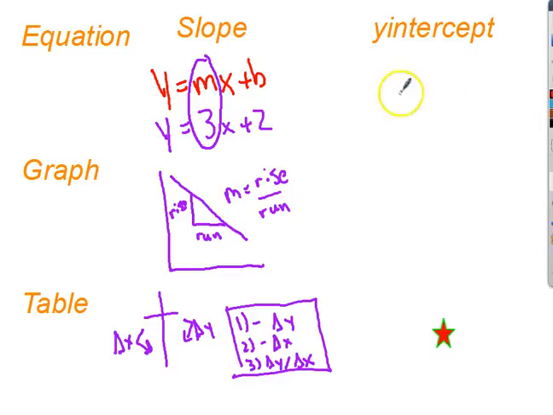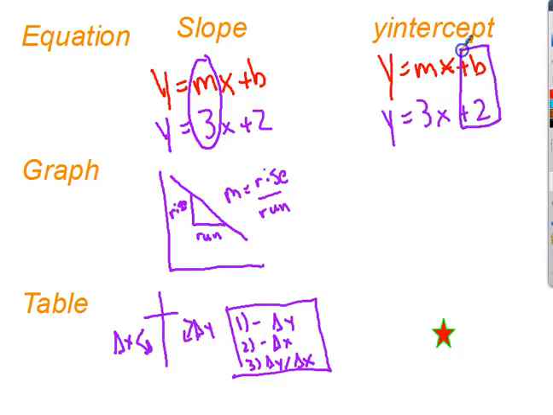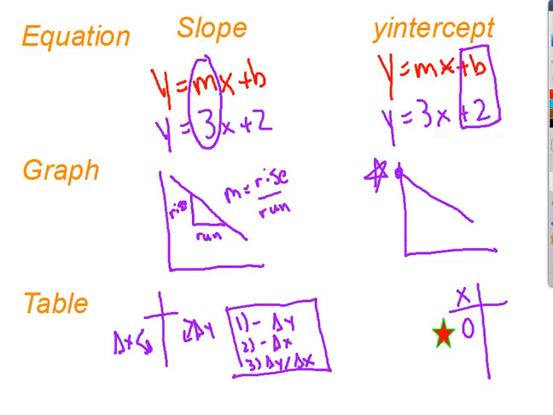The y-intercept is a little bit simpler. In an equation, the y-intercept is the number that is not in front of the x. So in this case, the y-intercept would be 2. In a graph, the y-intercept is where the line starts. And in a table, the y-intercept is where the value of x is equal to 0. So to summarize, to find the start of a situation, you either look for the number that's by itself, look for where the graph has a y-intercept, or look for where x is equal to 0.